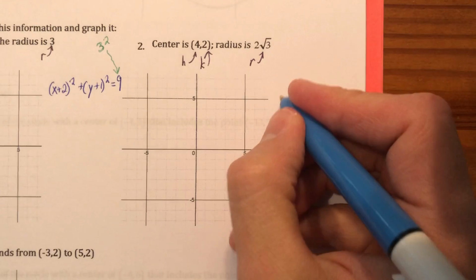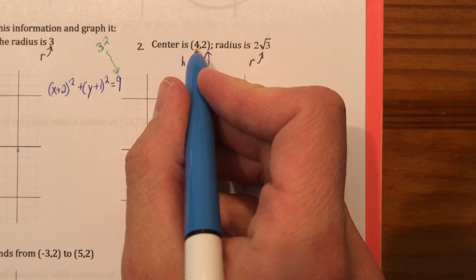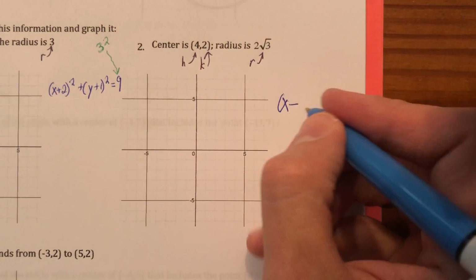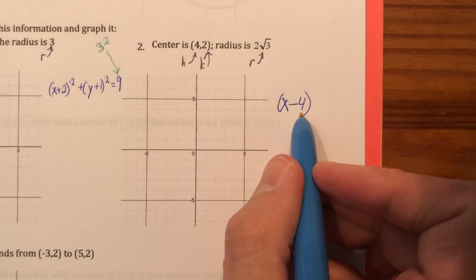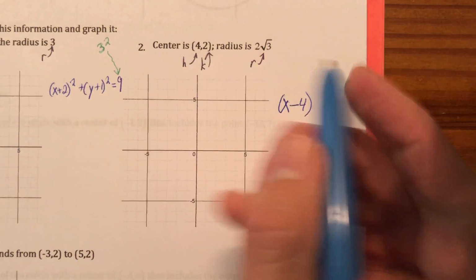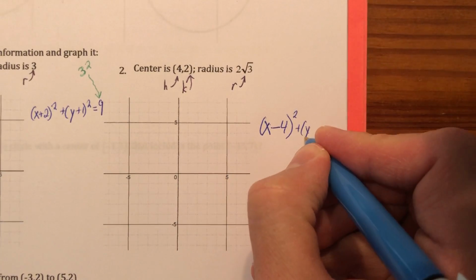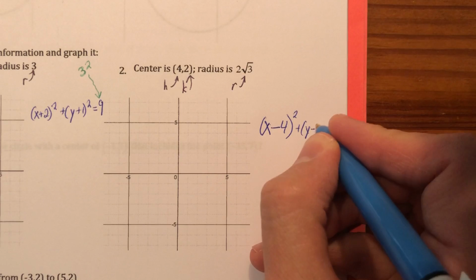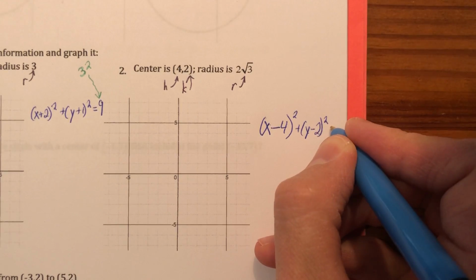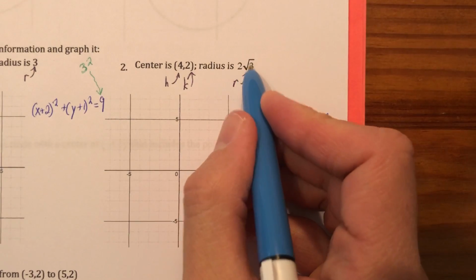So x minus 4. What I have here is going to be the opposite of what I have here. So this is truly x minus 4, and that is positive 4, and that works. And then y minus 2 equals, and I ran out of room on my paper, so I'm going to put the next part here, but I need to square this.